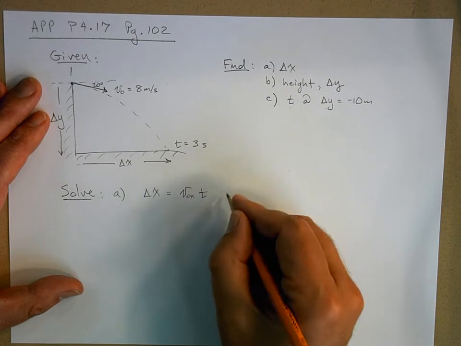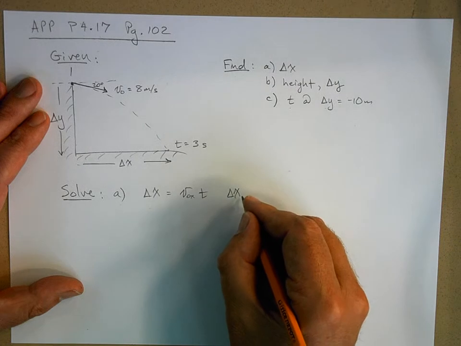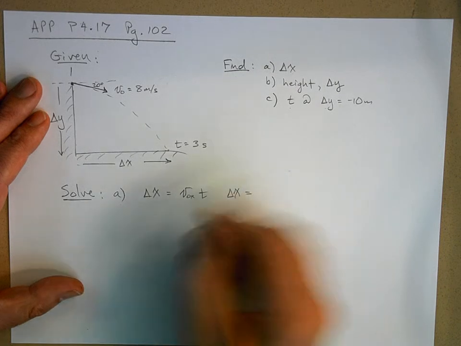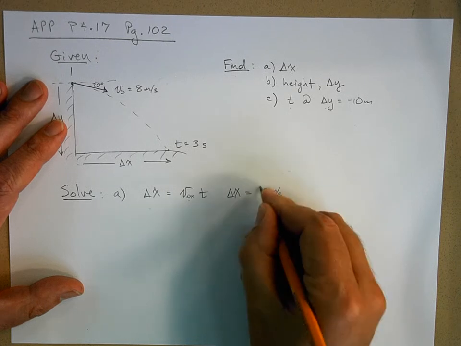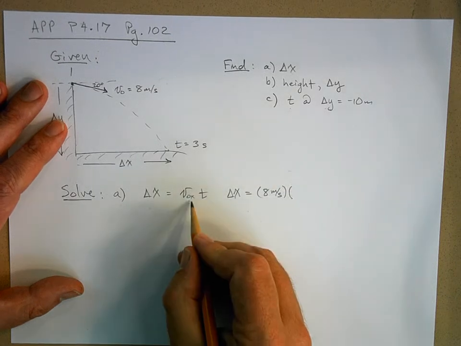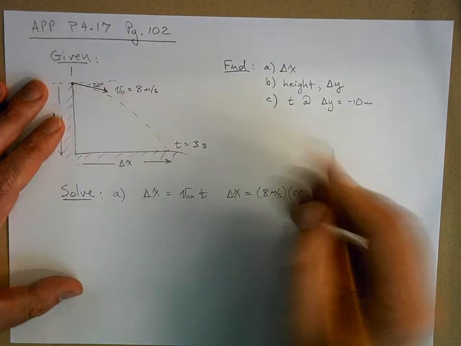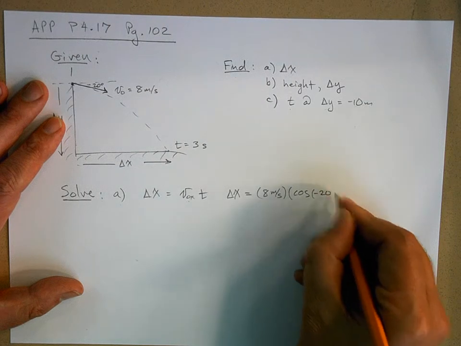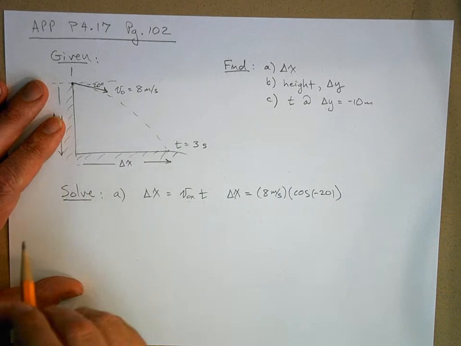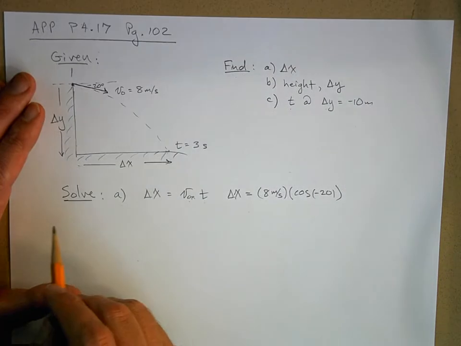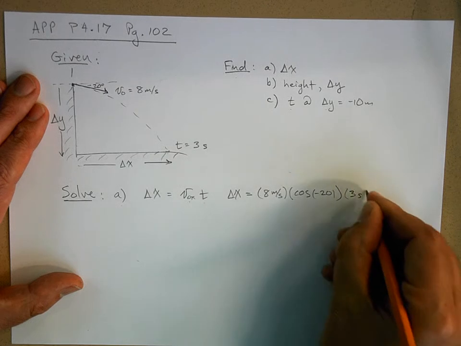Now, we need v naught, so we can say delta x is equal to v naught x, and v naught x is 8 meters per second times the cosine of, and this is really negative 20 degrees. Doesn't matter for cosine though, does it? And then times time, and we actually are given time. This is kind of a weird problem because usually we have to solve for time or substitute for it. But here they gave it to us. It's going to be 3 seconds.